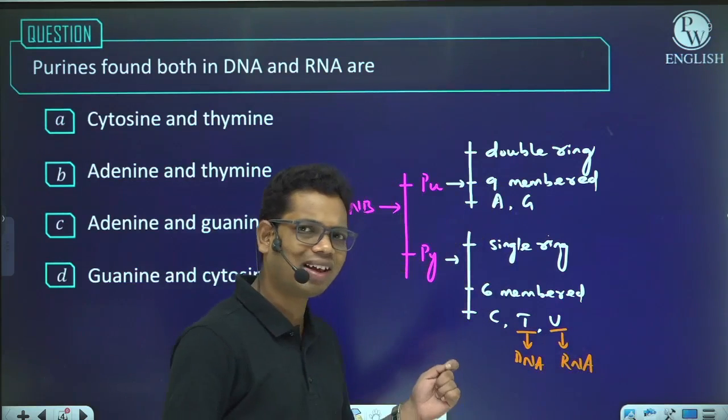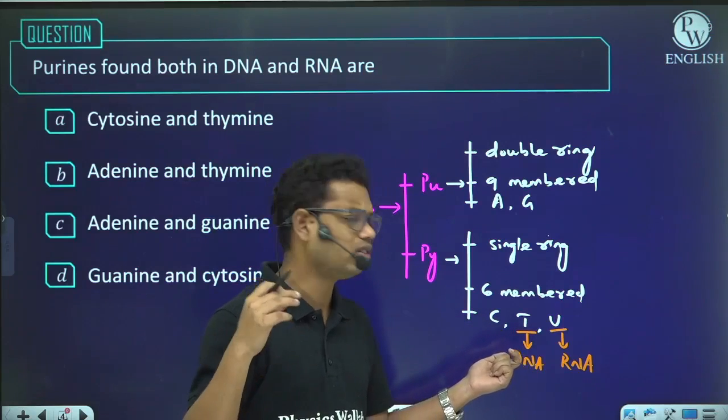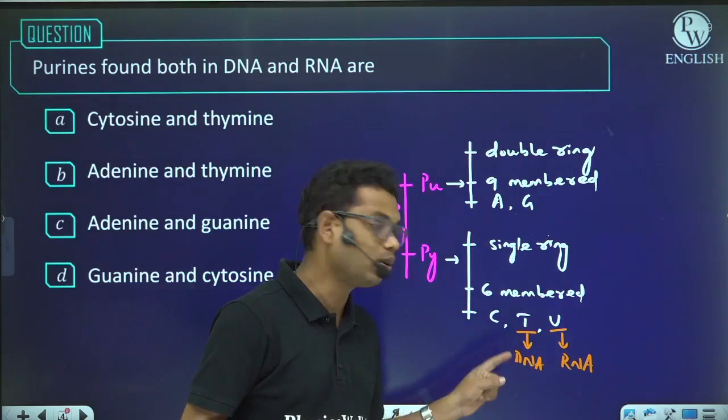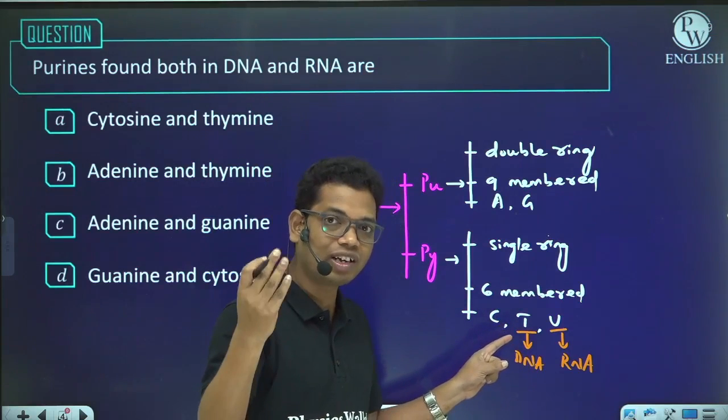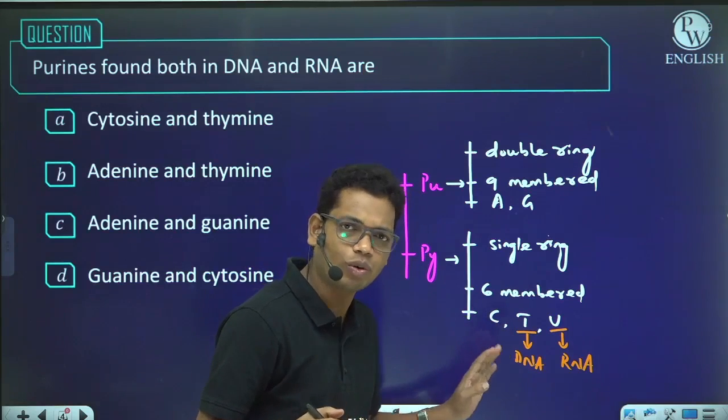But yes, there is an exception. In transfer RNA, there is a loop which is called the T-psi loop. And in the T-psi loop, even though that is a part of tRNA, that is RNA, it has thymine. That is one exception. Okay.